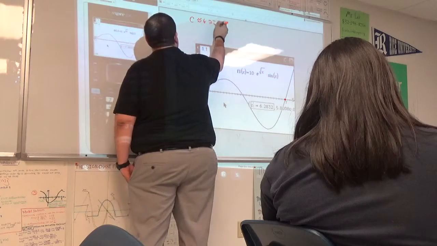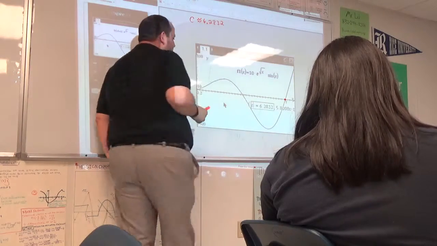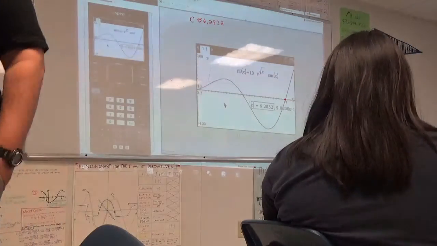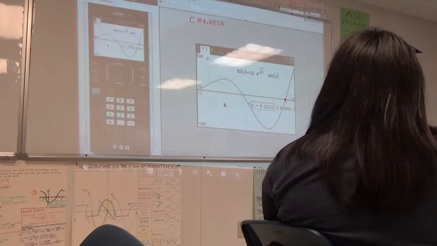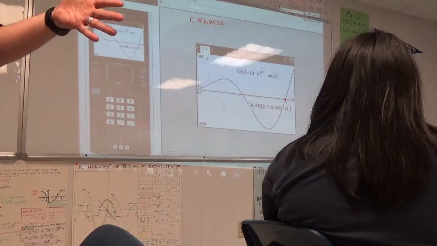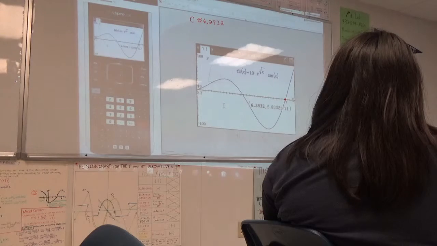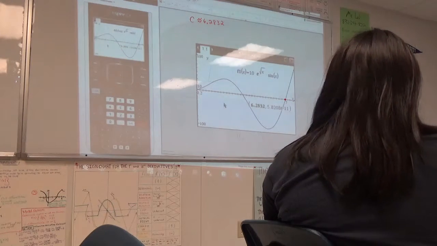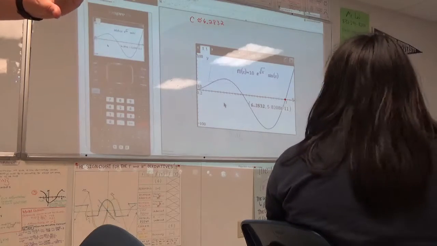But the important thing is that you have to tell me on your paper what C is. C is the 6.2832. You know you've done it right, it shows up in bold, okay? And here's where things fell apart. I did not know this until yesterday. My apologies, I should have tested this out.